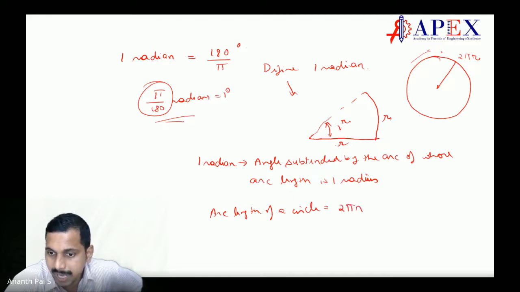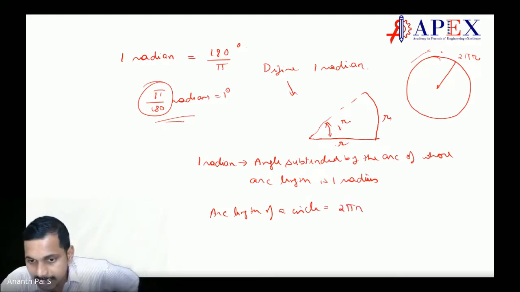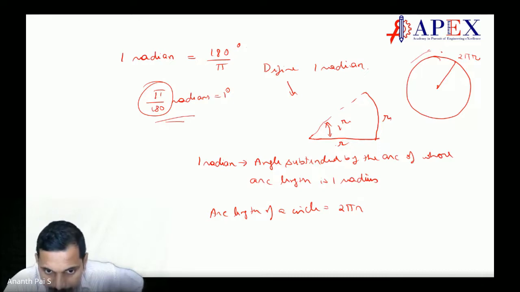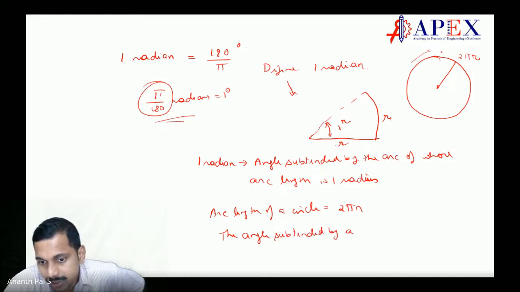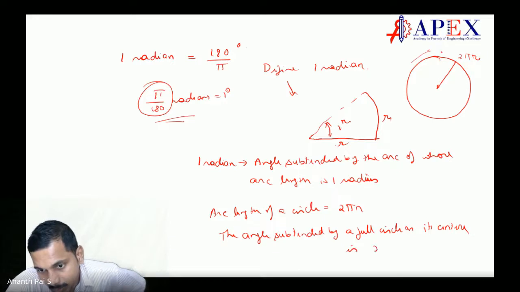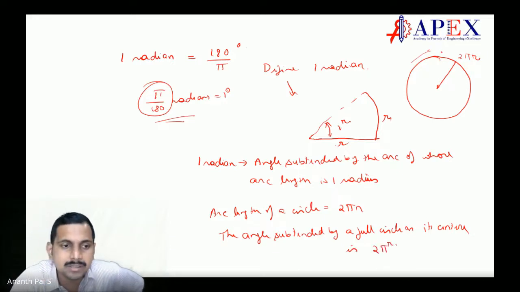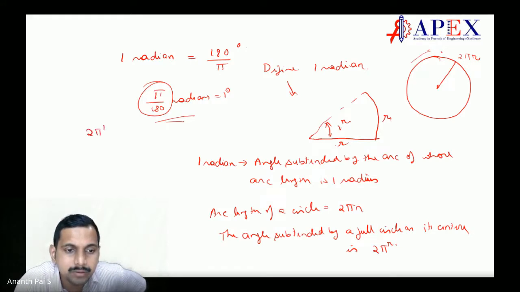So what is the angle subtended? The angle subtended by a full circle on its center is 2 pi radians. Now what is 2 pi radians? 2 pi radians is equal to 360 degrees.